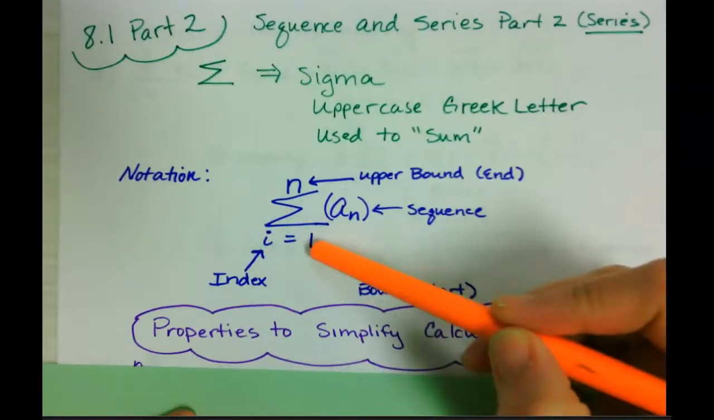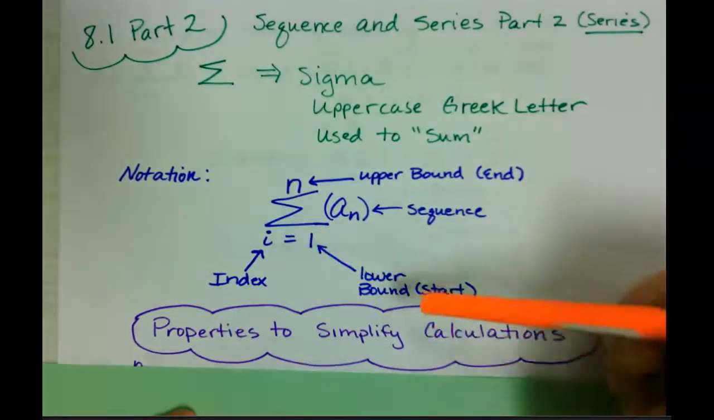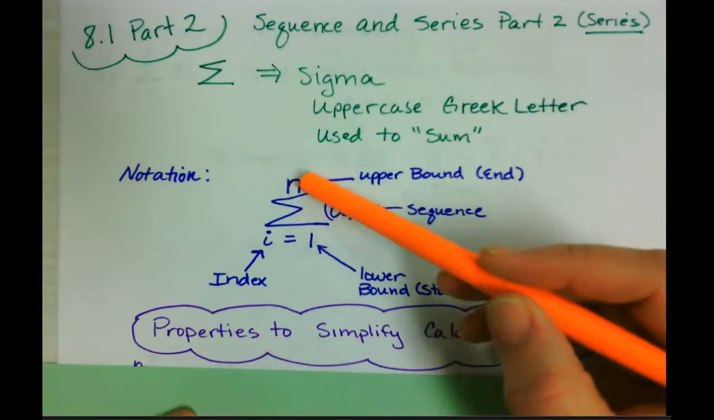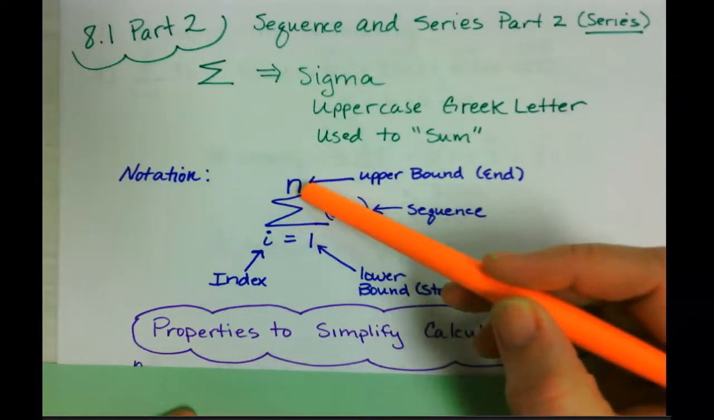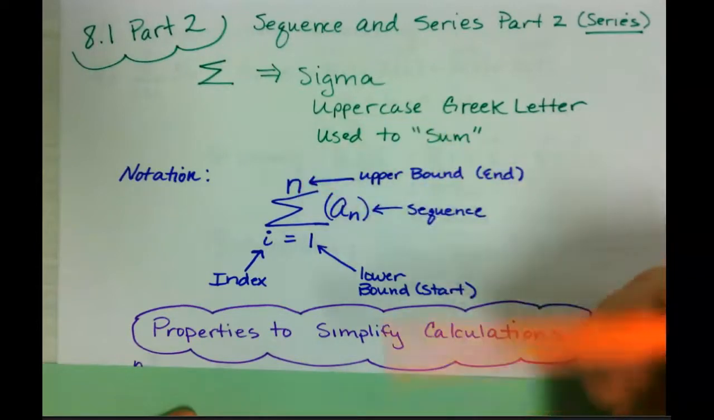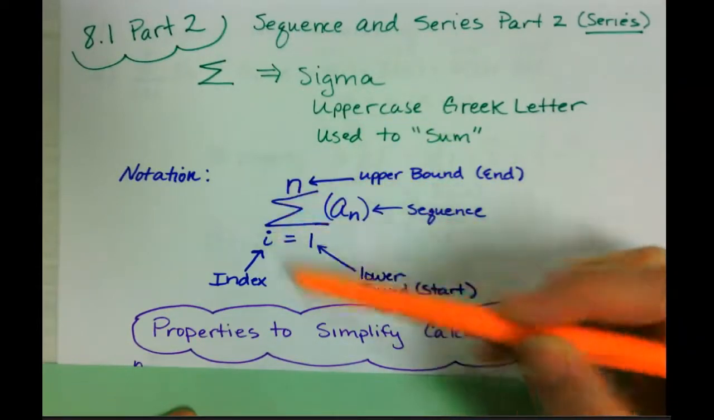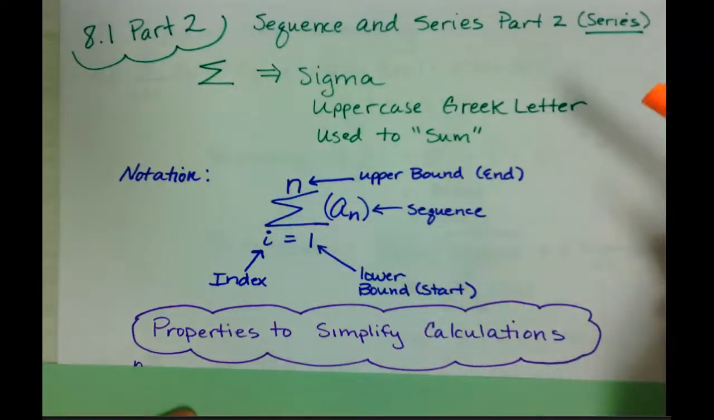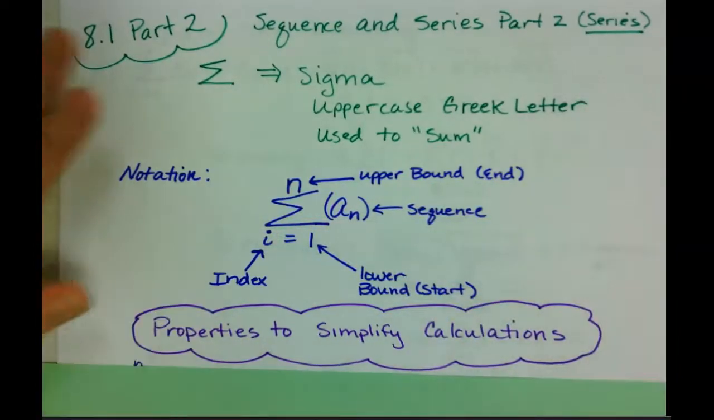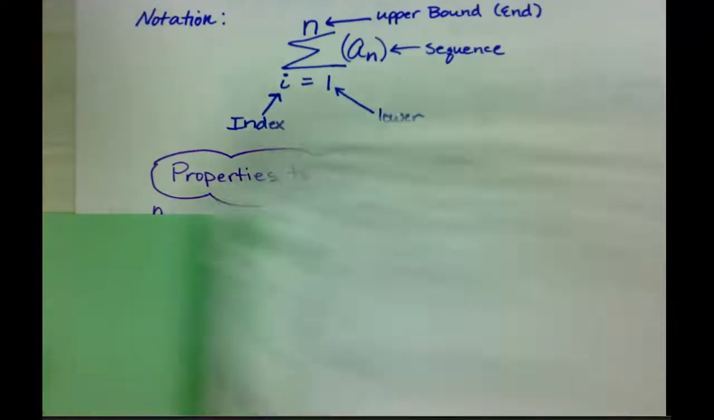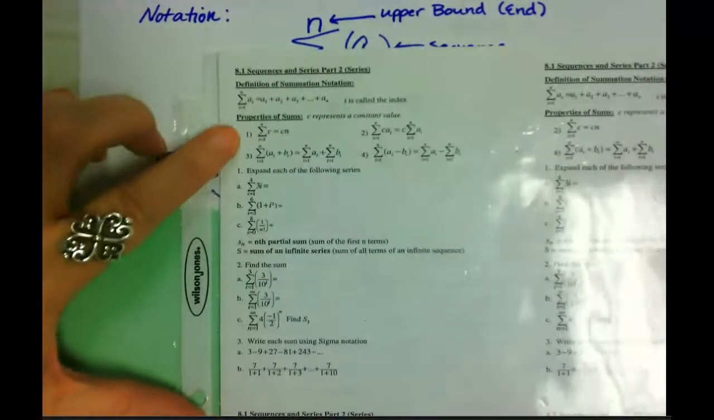It's equal to a number, and that number is the lower bound. In other words, that's the number you start calculating from. Then on top of sigma is another number, and that's the upper bound, and that's where we end our calculation at. In front of the sigma will be a sequence, and so all of these pieces together make up sigma notation. And there are some properties that we have on our note sheet that is right here.